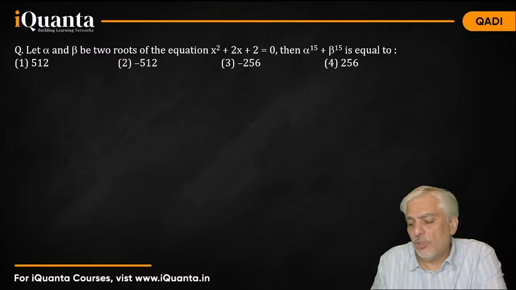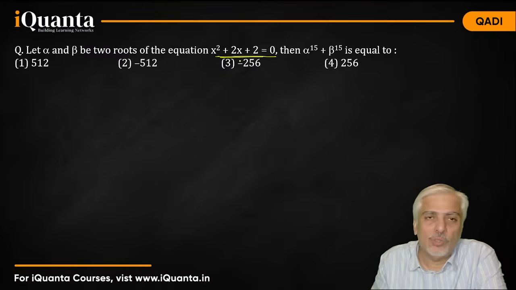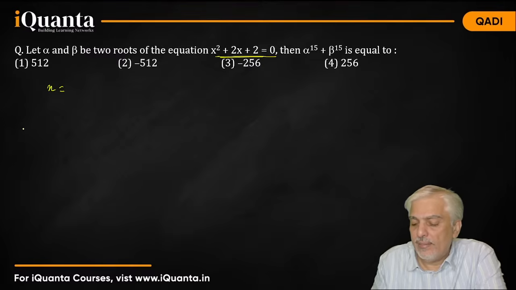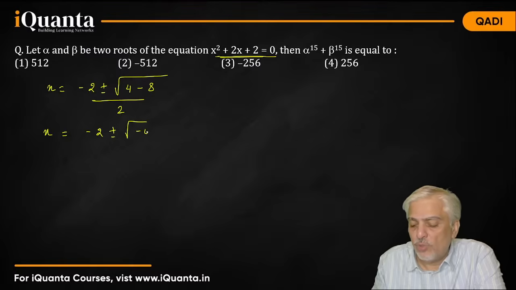Okay, pay attention how to do it. This is the quadratic equation. One of the methods to do it, I think the easiest method, will be actually finding the value of x. That means alpha and beta will get. So x is minus b plus or minus root of b square minus 4ac upon 2a. So if I solve this, x is minus 2 plus or minus root of minus 4 upon 2.